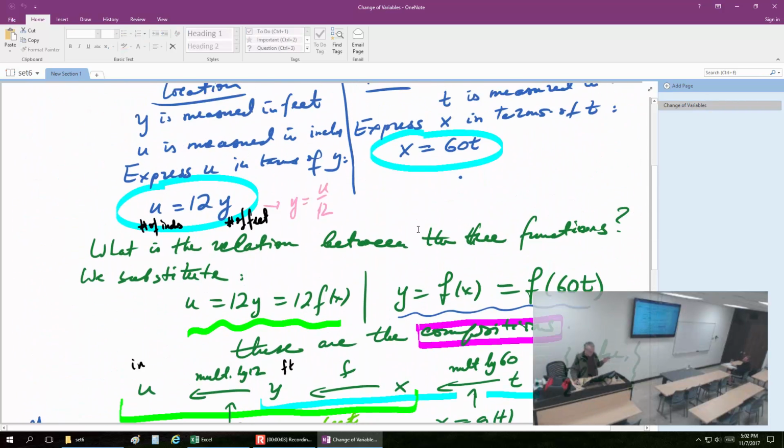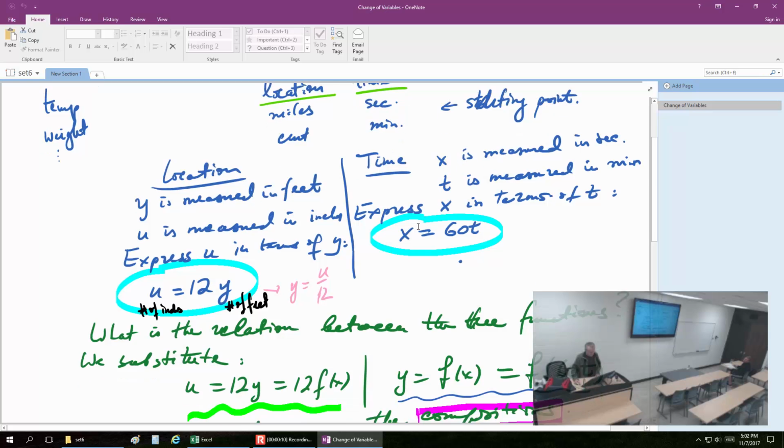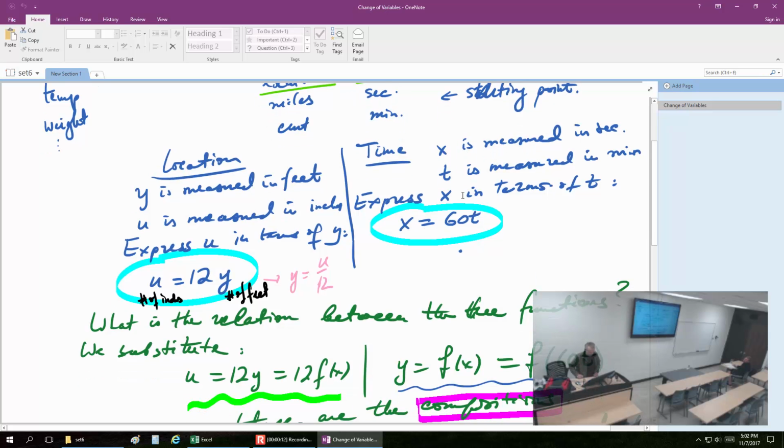Okay, so we have just one example of change of variable. It is very simple. There are two on two ends of a function. So in this particular example, we're talking about location, so a function represents location as a function of time. X is time. Y is the location. Okay, then substitution. There could be confusion about what is being measured by those.